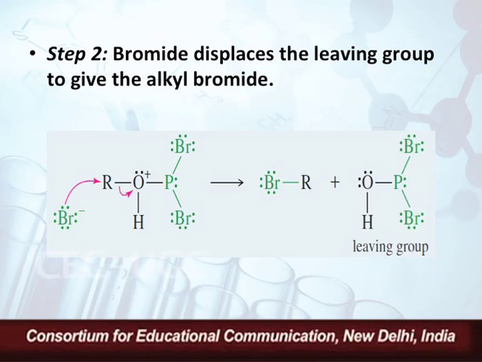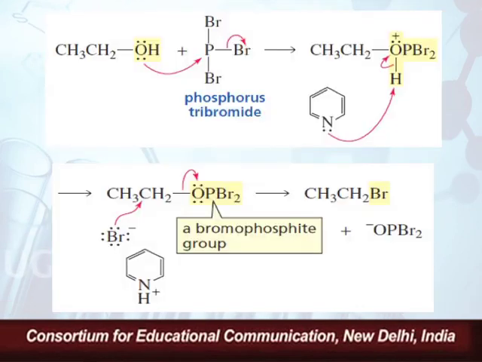We carry out the reaction in presence of pyridine. Pyridine is a weak base and it will remove the proton from here, resulting in the formation of a bromophosphite group, which is a weak base. Hence, bromide anion can easily replace it, resulting in the formation of alkyl bromide. Here we have taken the example of ethanol, treated it with tribromophosphorus, and in the process we have got a high yield of bromoethane.